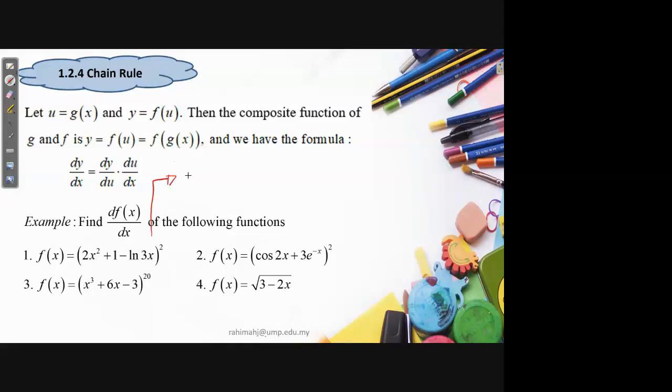Okay, u is a function of x. So what is u? So we choose u equal to 2x squared plus 1 minus ln 3x. Remember, we note that u is a function of x. For chain rule, there's a technique. You must select which term to be u. Now u is a function of x. So let's consider what we have in the bracket as u. So we have u equal to 2x squared plus 1 minus ln 3x. So u is a function of x. So this one is correct.